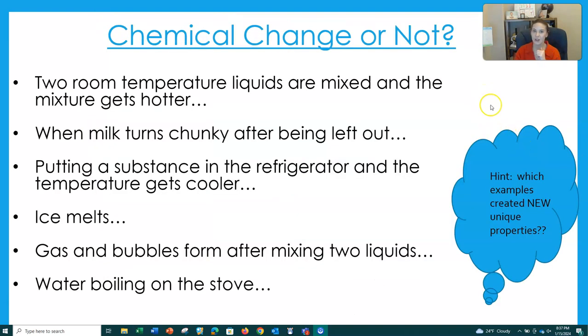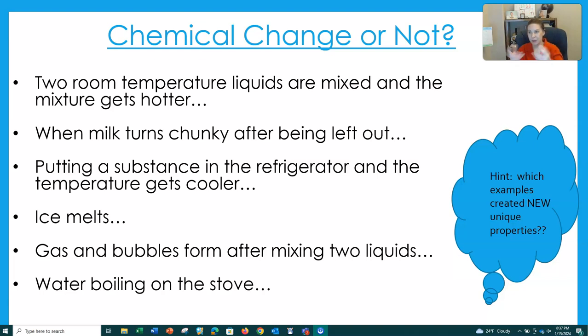So let's quiz ourselves. Chemical change or not? Two room temperature liquids are mixed and the mixture gets hotter. If it's getting hotter by itself just as a result of a mixture and you're not applying the heat yourself, then it's a chemical change. Remember, chemical change is something that's happening on its own as a result of a reaction.